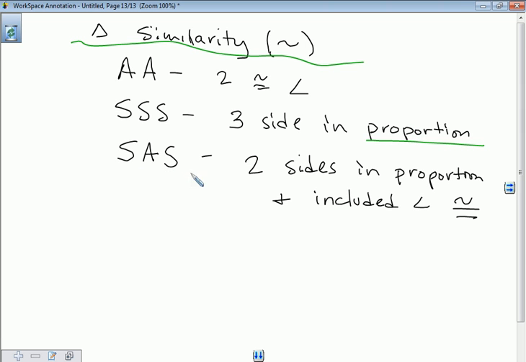We can also use side, angle, side. So we're going to have 2 sides that are in proportion, and that included angle would be congruent. So we'd have to have those to do similar triangles. Instead of congruent, we're throwing in the word proportion. Now, angle, angle only works for similarity. It does not work for congruence at all.